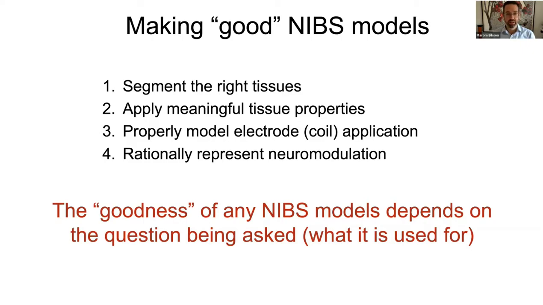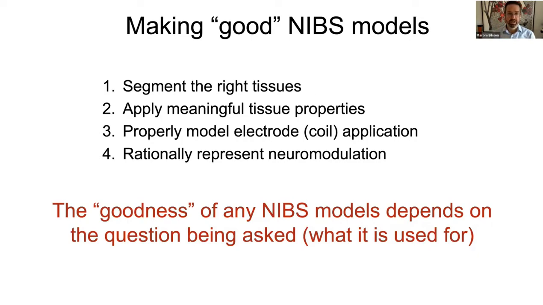appropriate resistivity. The third step is correctly modeling how the energy is directed into the body. So modeling the electrode for electrical stimulation or the coil in a way that is meaningful and captures the appropriate properties. And finally, there's a step of how we actually represent neuromodulation, which can be as simple as plotting the electric field in any given region, or can become more sophisticated, even going all the way to incorporating neural models.